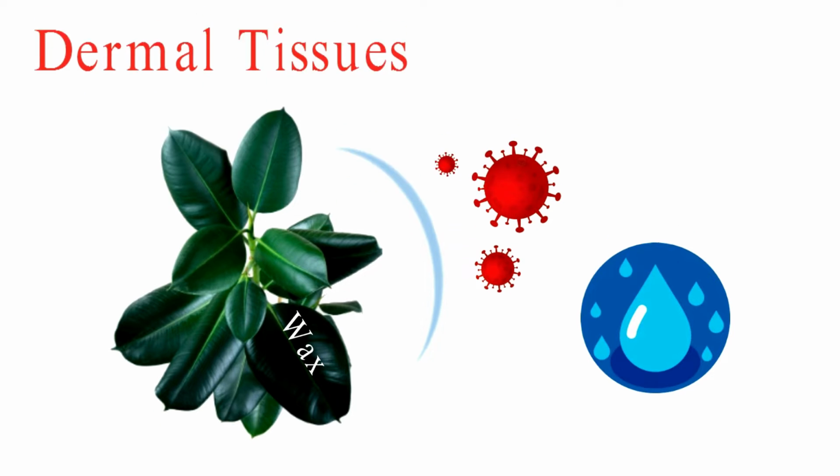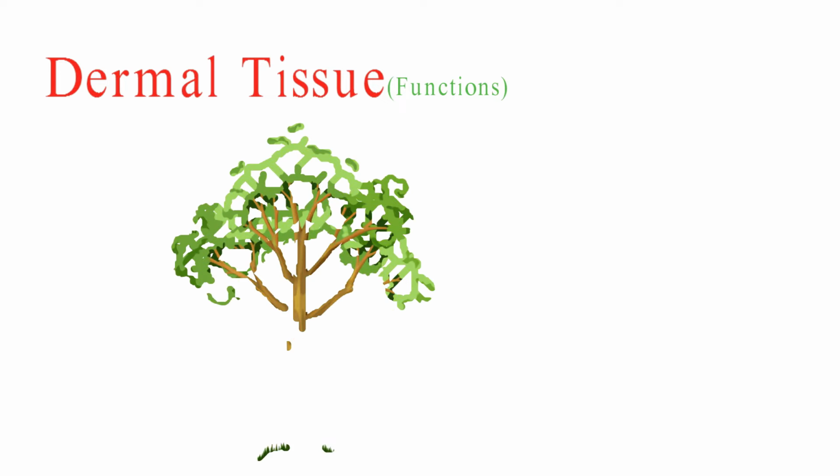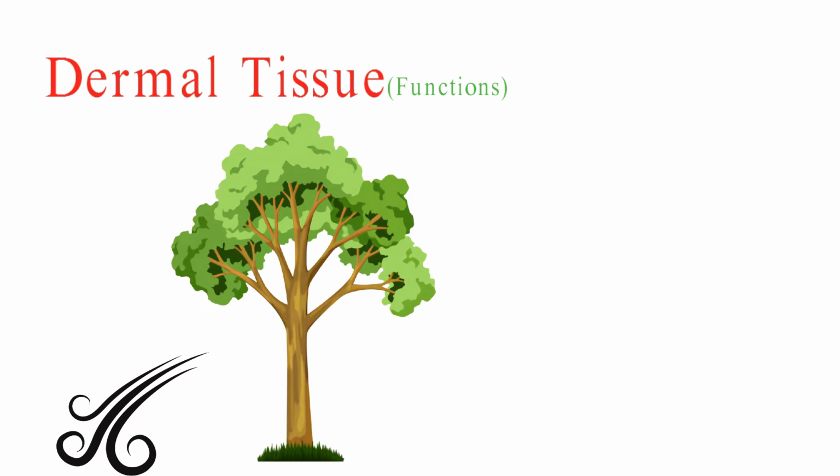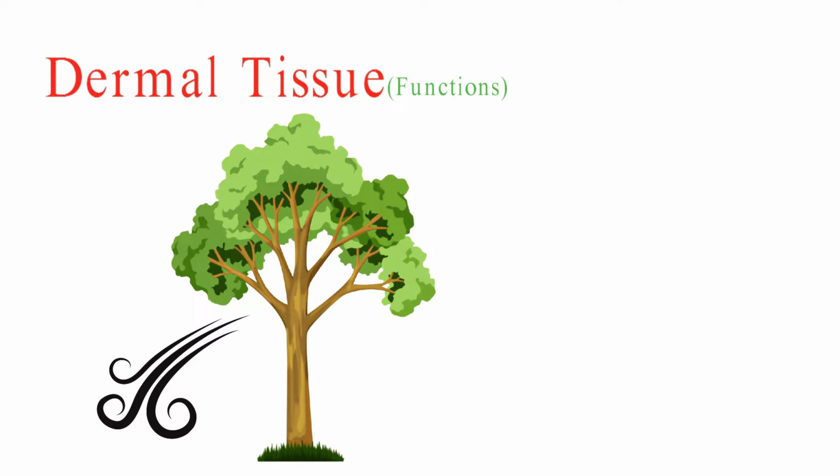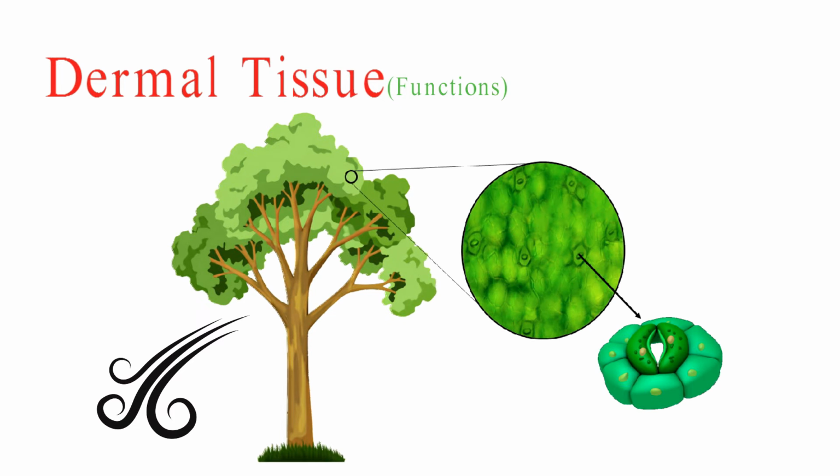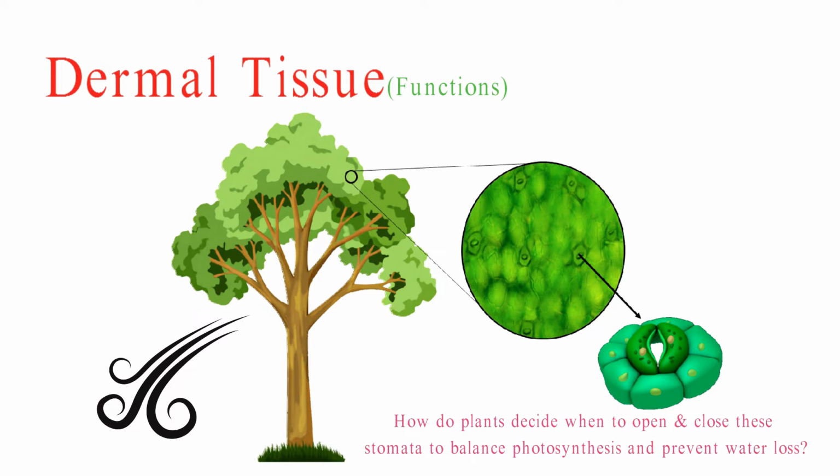Now, let's unlock the secrets of dermal tissue's functions. Ever wondered how plants breathe? Well, they do it through these tiny, mysterious openings called stomata. But here's a question for you. How do plants decide when to open and close these stomata to balance photosynthesis and prevent water loss? Share your thoughts in the comments.